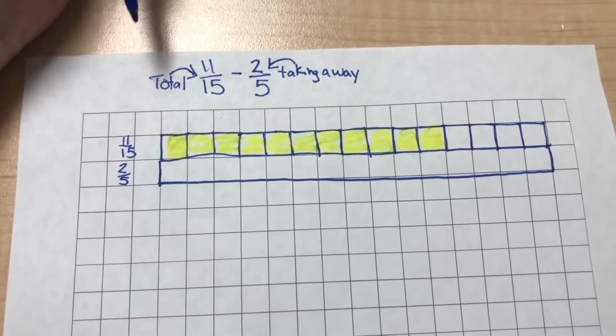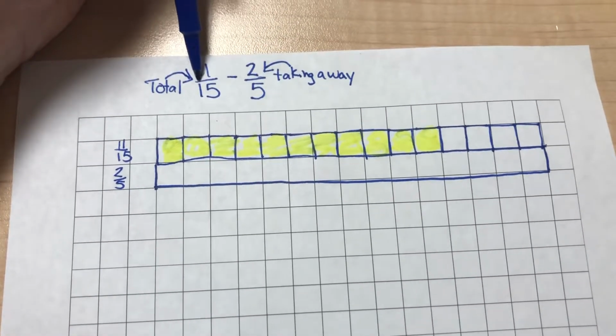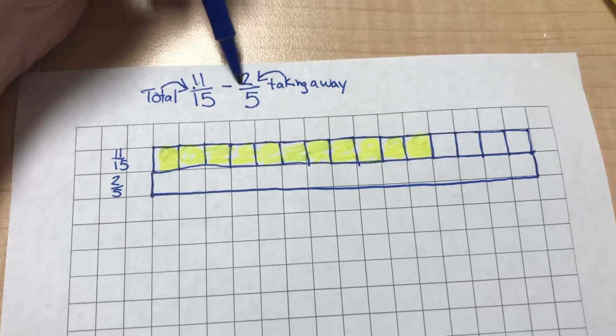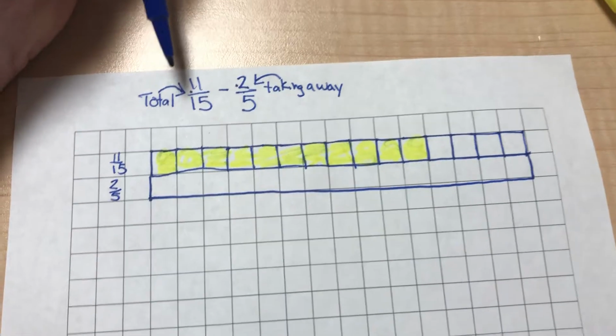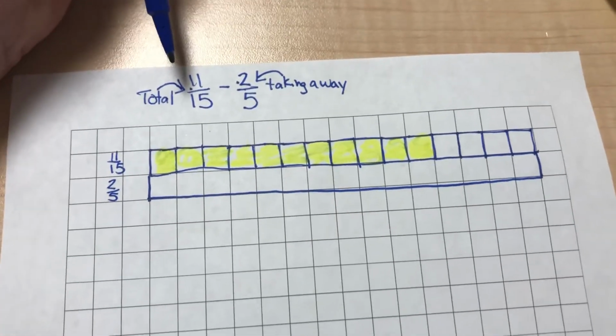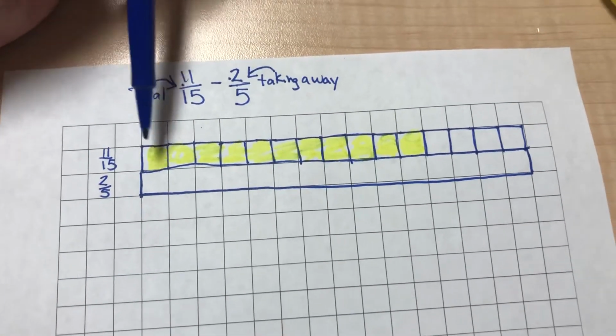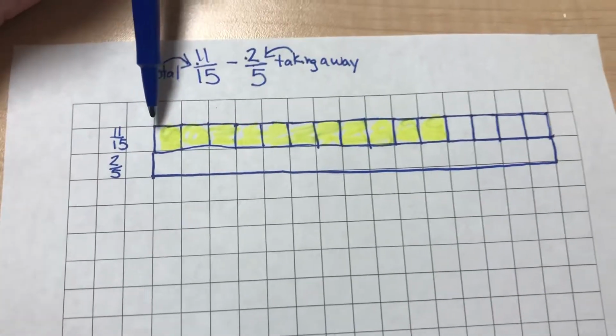And the first thing we've got to do is make sure they understand this is their total and this is what they are taking away. They're pretty good with that part, but understanding this is it. This is my total. I can't have more than this, period. So looking at this, representing 11/15 of the strip diagram is pretty easy.